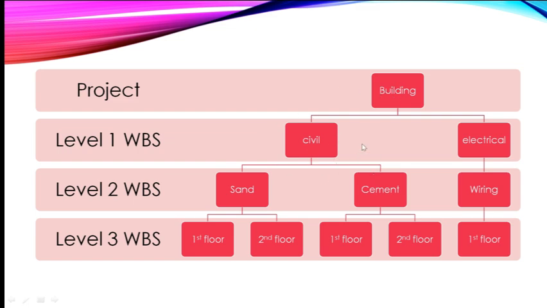So I have taken an example of two departments only, civil and electrical, but there may be others, such as mechanical, and plumbing work will also be essential, right? And one more, I will have a department which is labor. Whatever cost is incurred by the labor, that also I am required to track. So in this way I am breaking down my structure.